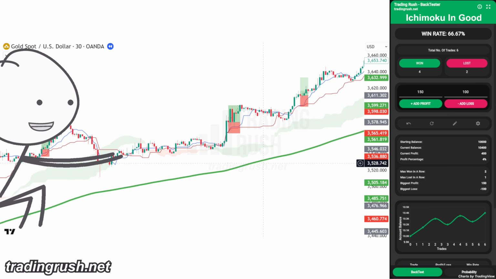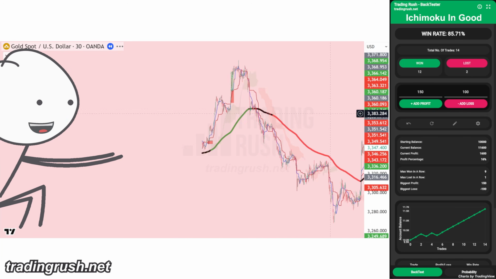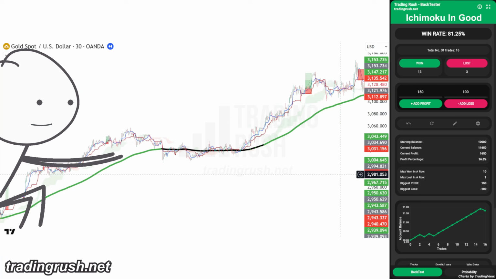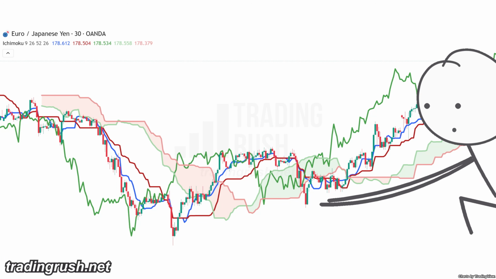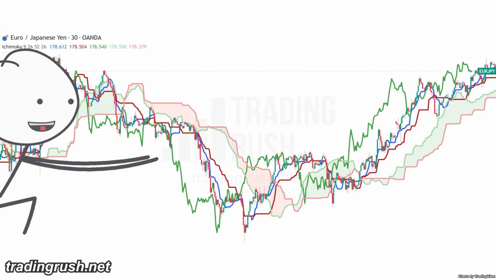I tested the Ichimoku Cloud Trading Indicator 200 times and saw some really interesting results. Ichimoku Cloud is one of the best indicators ever created, but it sure does look like a bunch of garbage. I mean, look at it. How are we even supposed to find the price movement in all this mess?